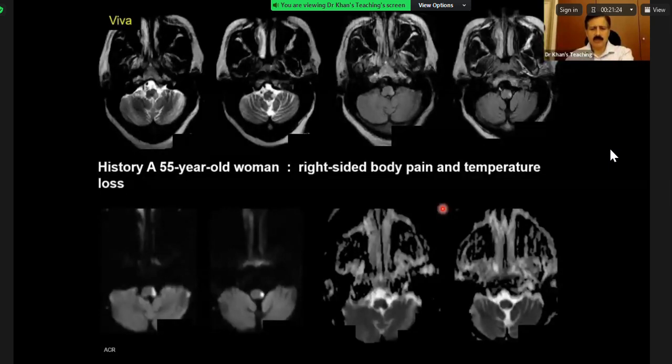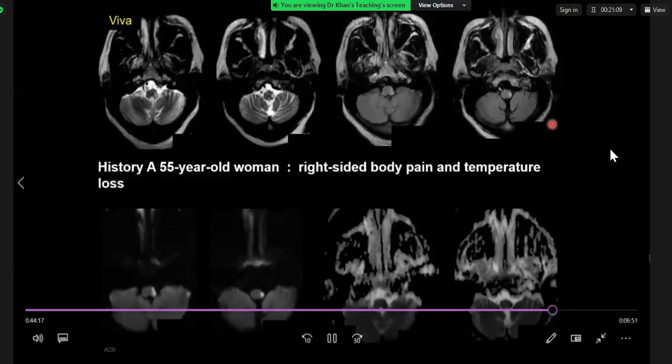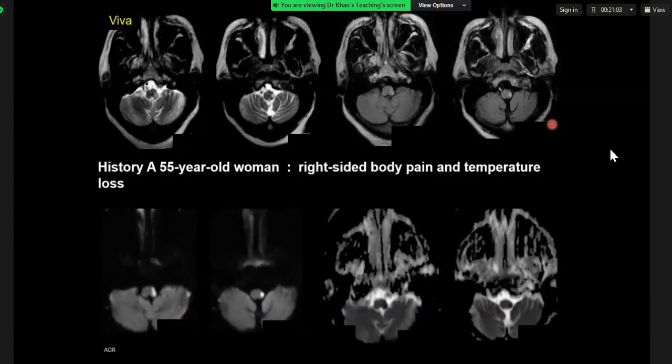Right-sided body pain and temperature and... Okay, so there's abnormal high signal in the left side of the medulla, and there's corresponding restricted diffusion in the left lateral medulla. So this is in keeping with lateral medullary syndrome.